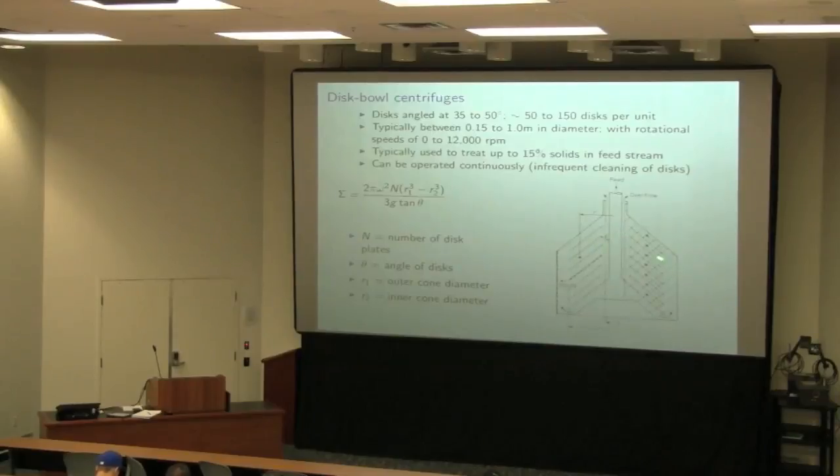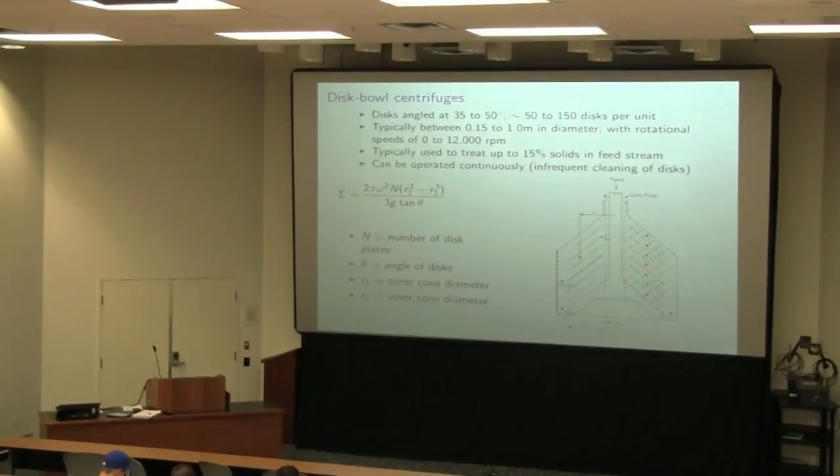So that would be called 2 theta, that angle. So theta would be the angle between the vertical axis and the cone itself. So just be aware, sometimes they call it the half angle, but theta is what we're referring to in these notes, the angle between the vertical axis and the cone. That typically ranges between 35 and 50 degrees.